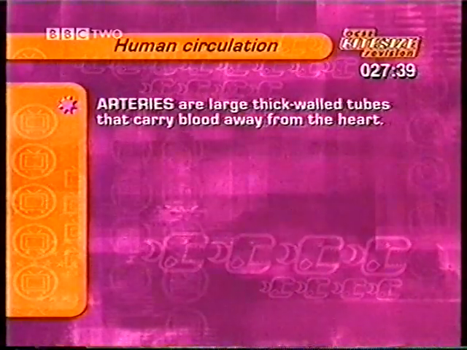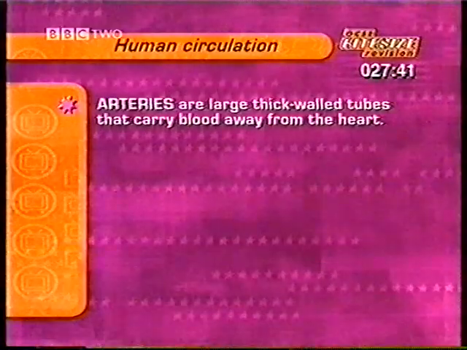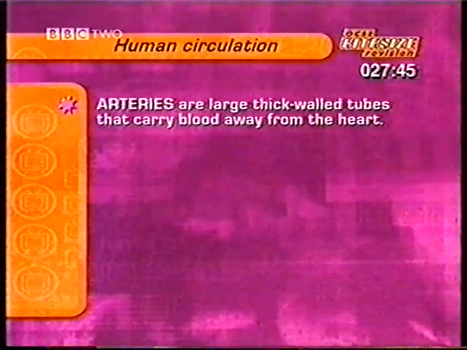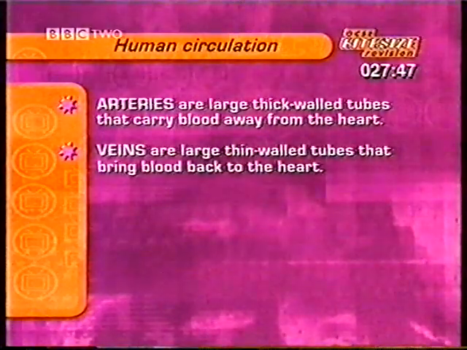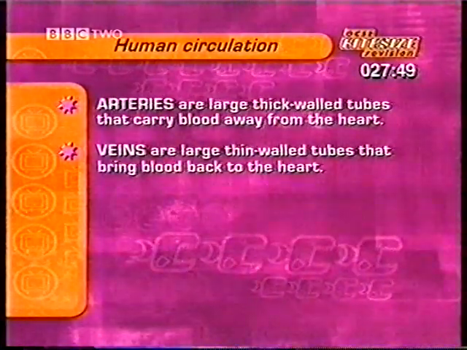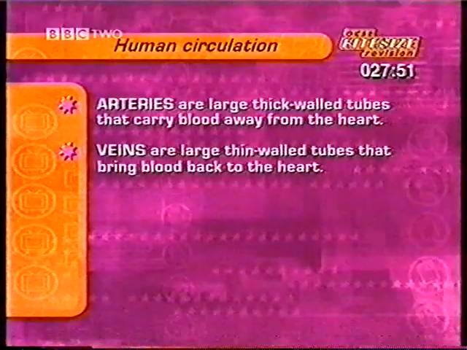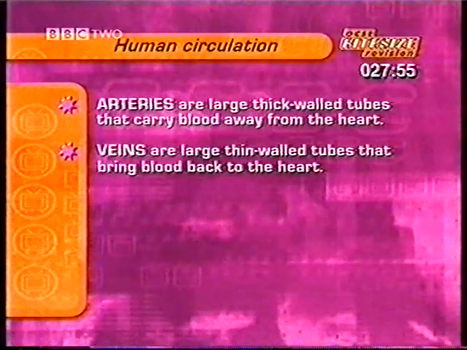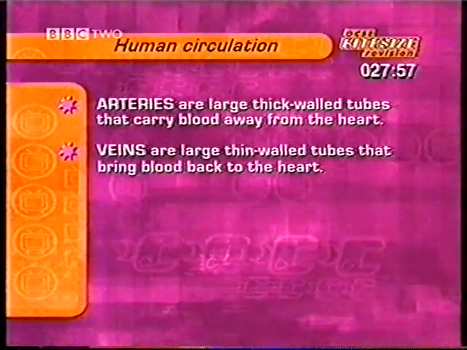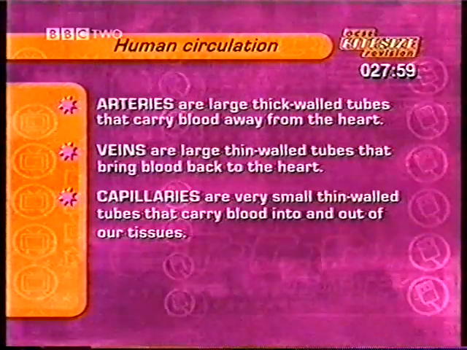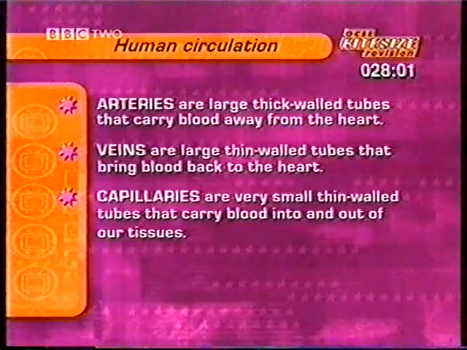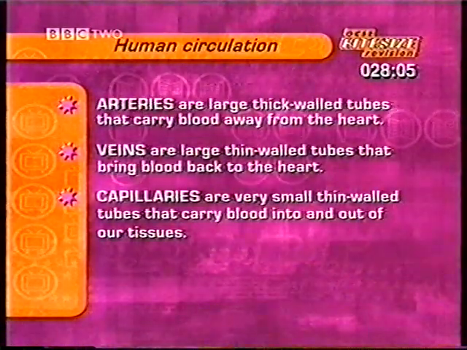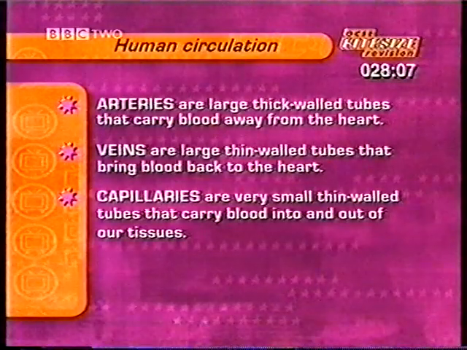So, to summarise, arteries are thick-walled muscular tubes that carry blood away from the heart. Veins are thin-walled tubes that carry blood back to the heart. They have a large diameter and valves to keep the blood flowing in one direction. Capillaries are very narrow tubes with walls only one cell thick, which carry blood through our tissues. But how does the heart actually work?